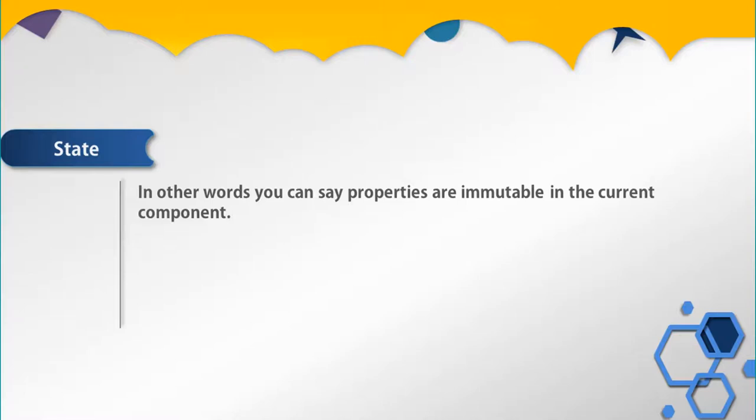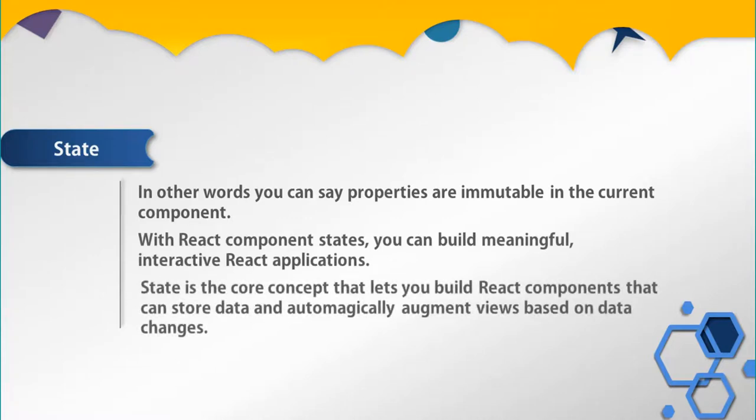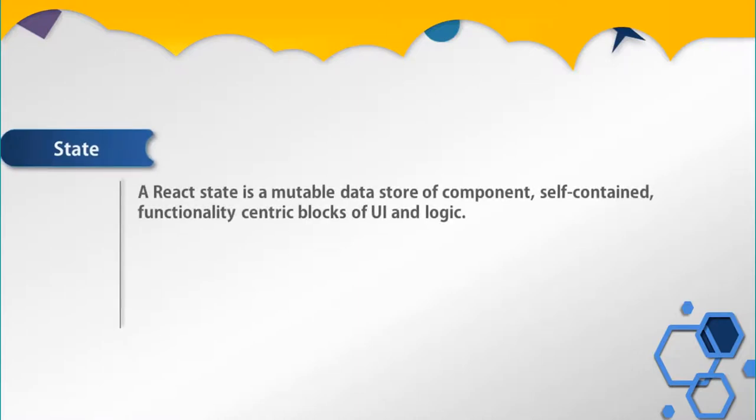Then how do you change the view if your properties are unchangeable? In this situation, you have state object. With React component state, you can build meaningful, interactive React application. State is a core concept that lets you build React components that can store data and augment views based on data change. State is a mutable data store of components, self-contained, functionality-centric blocks of UI and logic.